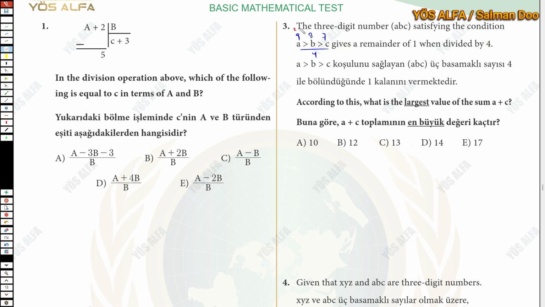So 4 times 2 is 8. We're left with 18. 4 times 4 is 16. We're left with 2. 27. 4 times 6 is 24, so we're left with remainder 3. So the last term is 27. So to have a remainder 1, we can make 27 into 25. So instead of 7, the last digit must be 5, so that we are left with 25 when divided by 4. So now this number gives us the remainder 1. So the answer is A plus C. So 9 plus 5, which is 14.